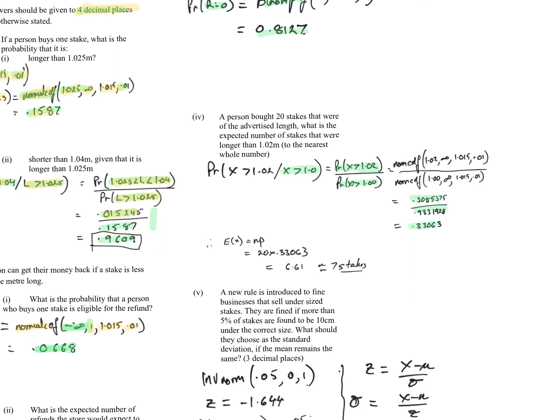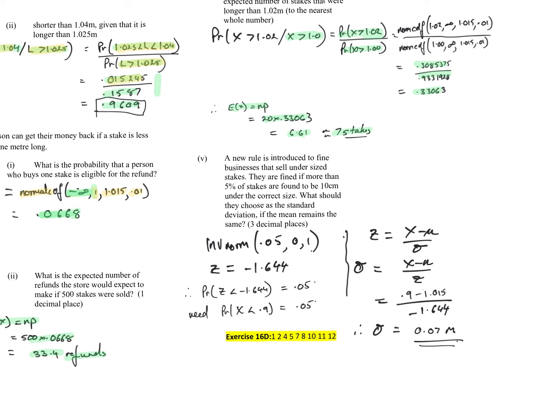So the probability of any one stake being greater than 1.02, given that they are of the required length, is 0.33063. So if we bought 20 of them, how many would we expect? If I bought 20 stakes, with probability 0.33063, we would expect 6.61, or 7 stakes perhaps, to be longer than 1.02.